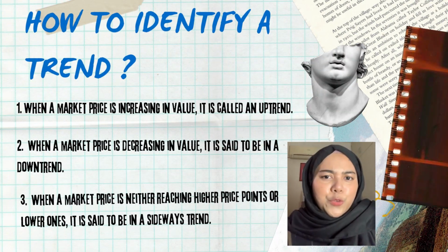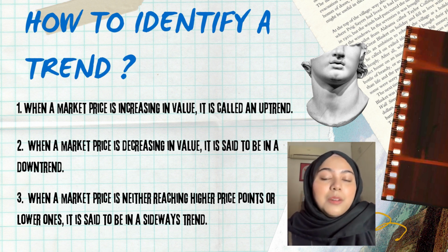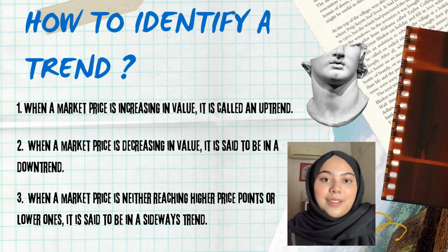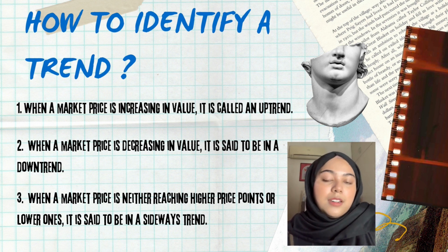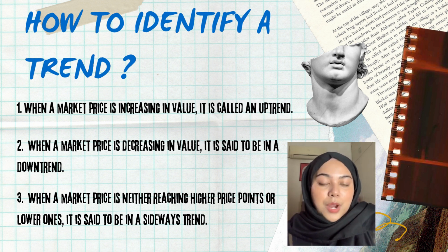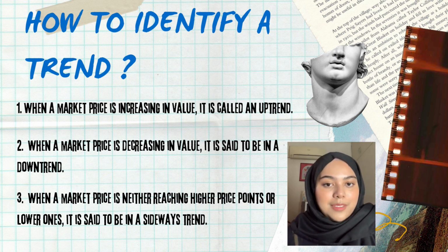You now may wonder how to identify a trend. When a market price is increasing in value, it is called an uptrend. A trader seeking to take advantage of these movements would enter a long position when the market is reaching increasingly high price levels. When a market price is decreasing in value, it is said to be in a downtrend. A trend trader would enter a short position when the asset is falling to lower price points.